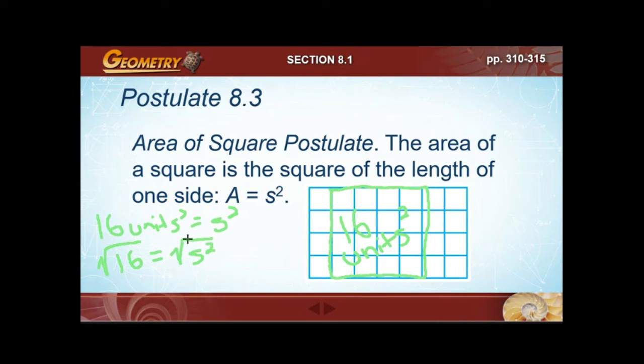And a square root undoes a square. So on this side we have s, the length of one side, and the square root of 16 is asking what number times itself is equal to 16. And the answer to that is 4. So if we start with an area of 16 units and we need to find the side length, we can figure out that the side length is 4 units. So it goes both directions.